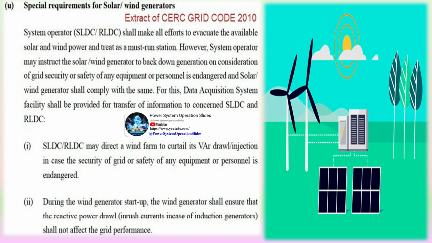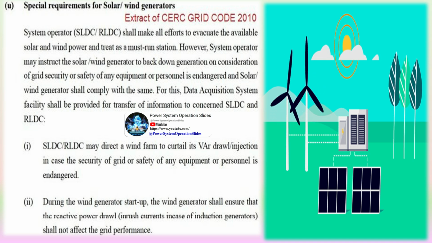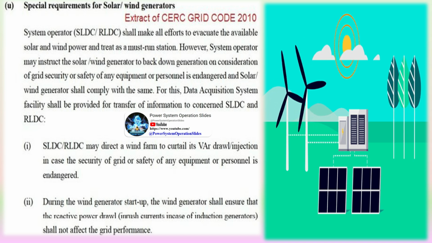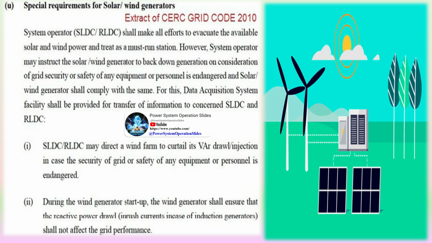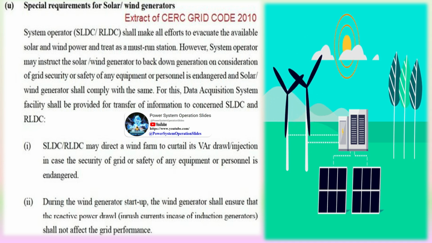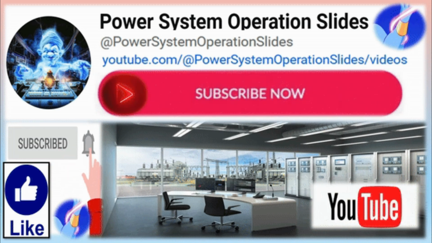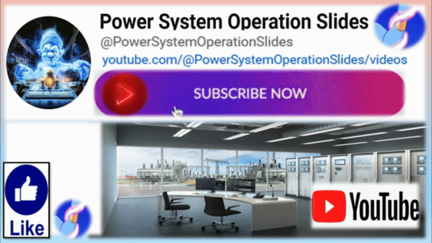and wind generators. Under this status quo, the regional and state load dispatch centers should allow injection of power from wind and solar power projects, and they should not restrict the same on the grounds of variation in the grid frequency or the schedule. However, the grant of exemption to wind and solar projects should not affect the grid stability.